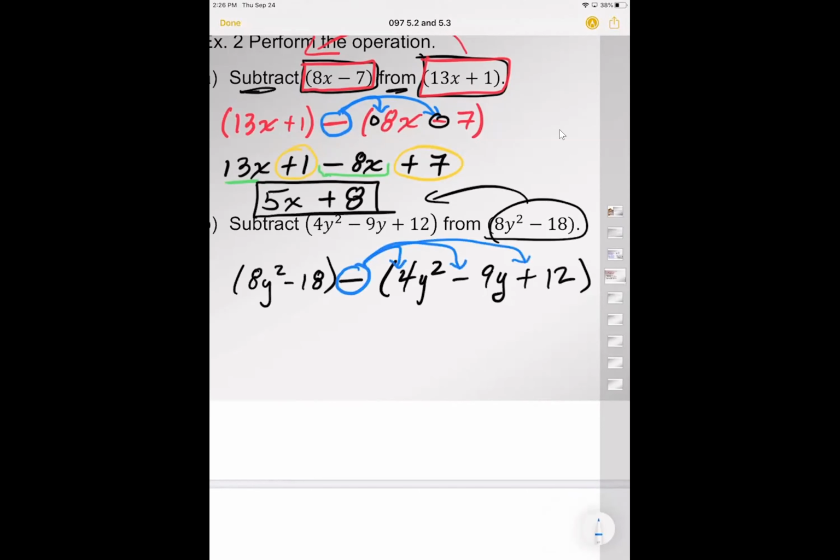And now this is what we have. Because we have 3 items in the second parenthesis, we have to be fair and distribute to every single item. So in front of this item, I have ay squared minus 18 still staying the same. Positive, this becomes a negative 4y squared. A negative becomes a positive 9y, and a negative 12. Everybody see that?